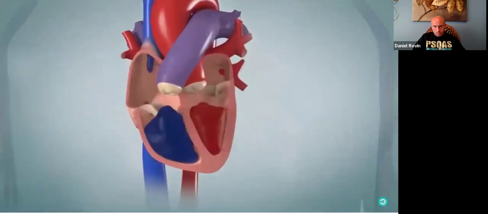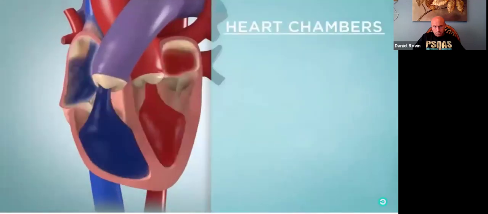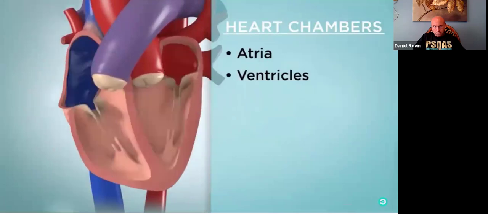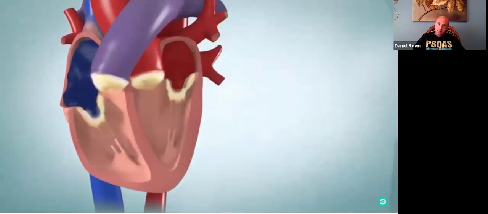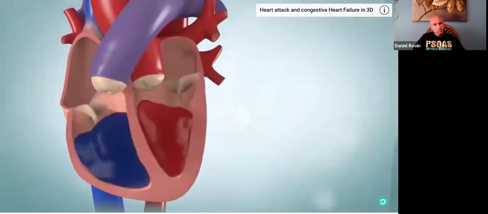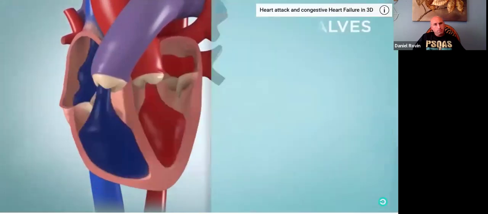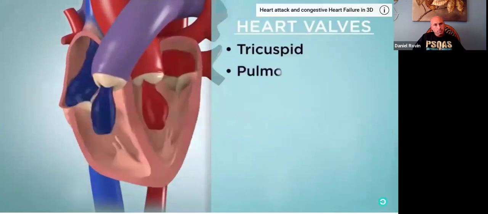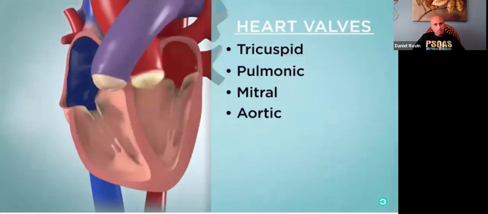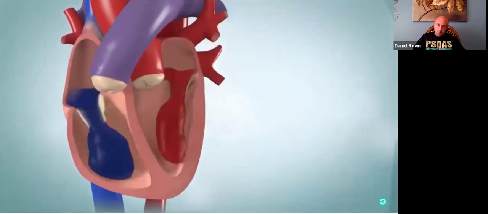Each side of your heart has 2 compartments or chambers. The top chambers are called the atria, and the bottom ones are called the ventricles. The 4 valves act like one-way gates and keep blood flowing from one chamber of your heart to the other without moving backward. These are the tricuspid valve, the pulmonic valve, the mitral valve, and the aortic valve.